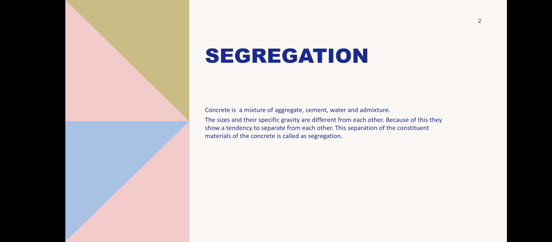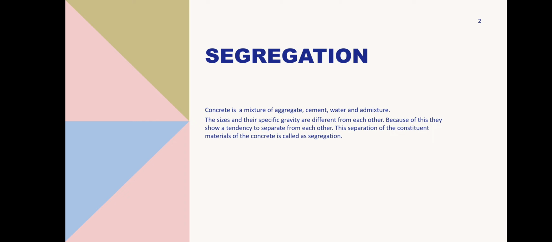Discuss about the terms segregation and bleeding. Before discussing segregation, we should know what the mixtures in concrete are. Concrete is a mixture of aggregate, cement, water, and admixture. Since there are different materials in the mixture, their size and specific gravity will be different from each other. Because of that, they show a tendency to separate from each other.